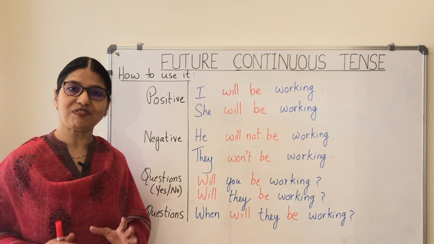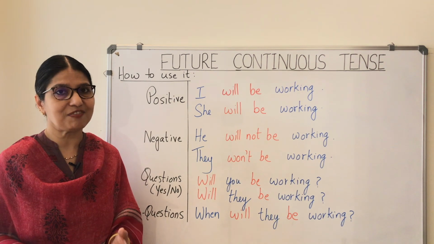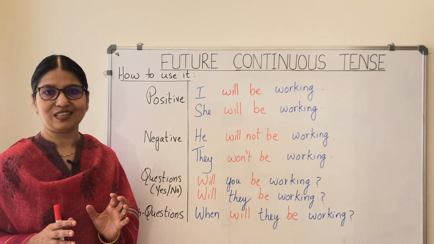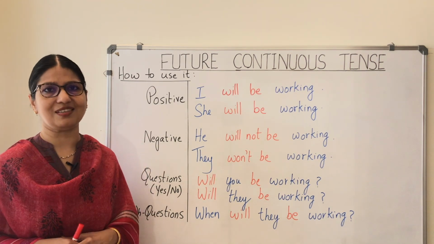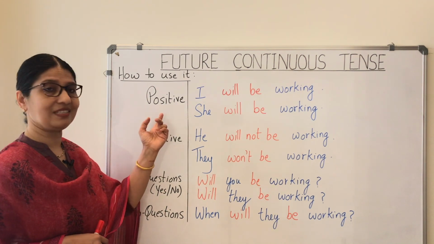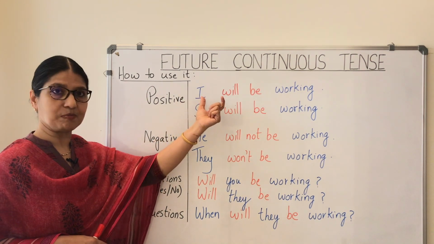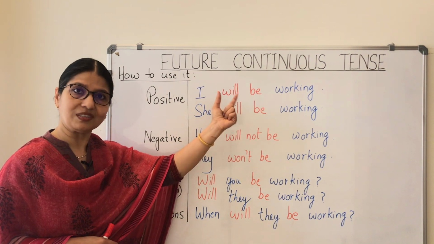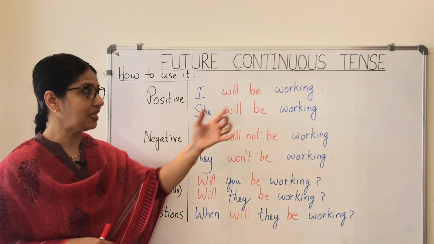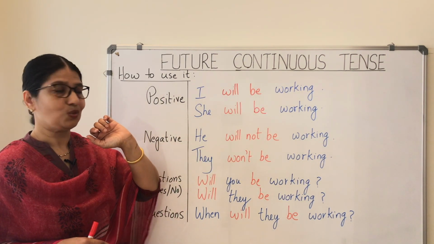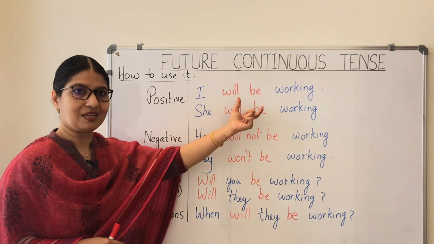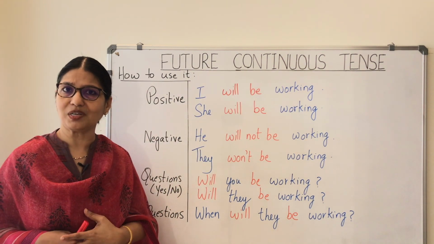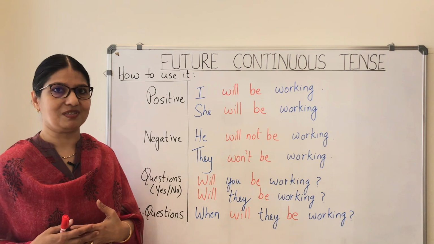Now let's learn how the future continuous tense is formed with different subject pronouns. Just as in the case of the future simple tense, the formation of this tense is also super easy. So in order to form the positive sentence, all you have to do is add the modal auxiliary will plus be plus the ing form of the verb. So here as an example, I have taken the verb work. So what you do is will plus be plus the ing form of that particular verb. And what do we call the ing form of a verb? We call it the present participle.